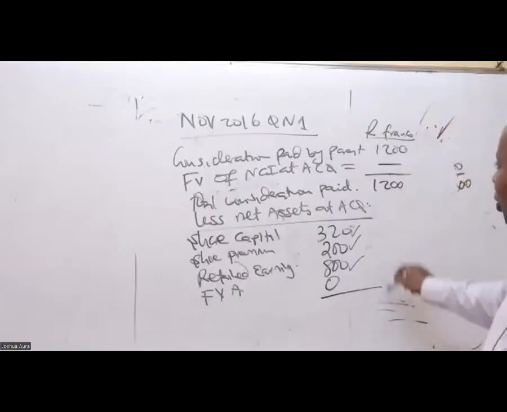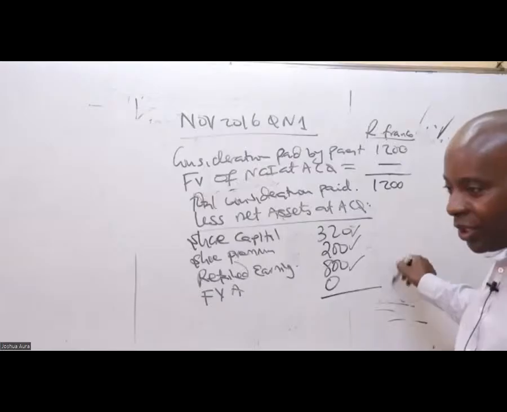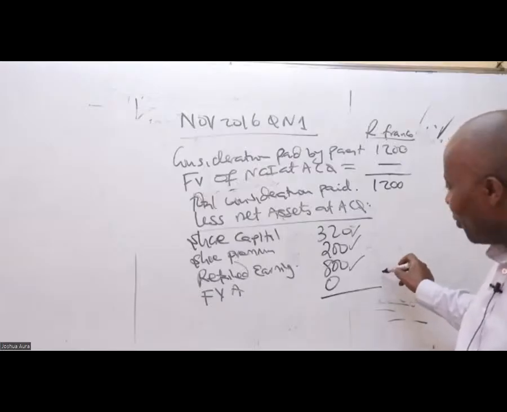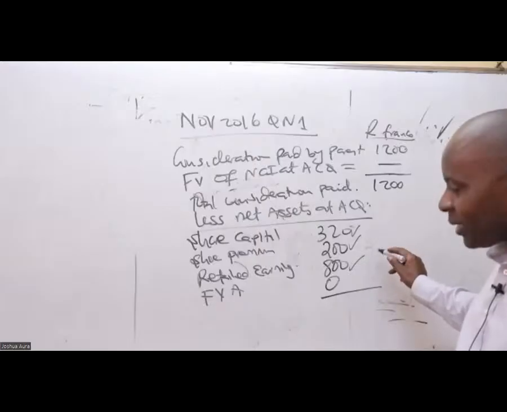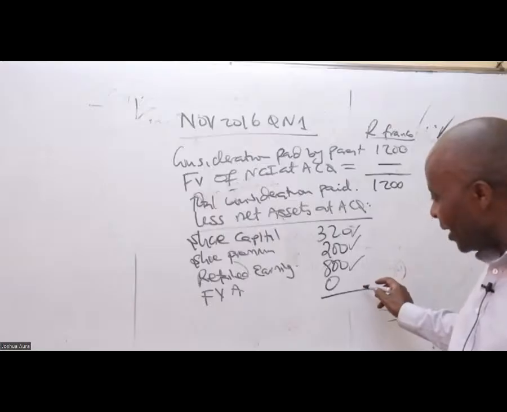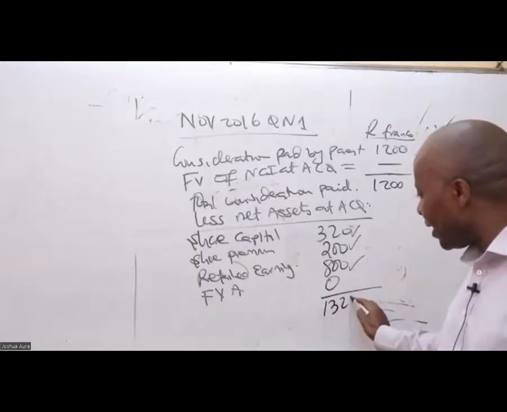So are you able to give me this total, ladies and gentlemen? When you add, how much does it come to? 1320, right? So in this case here, the total is 1320.